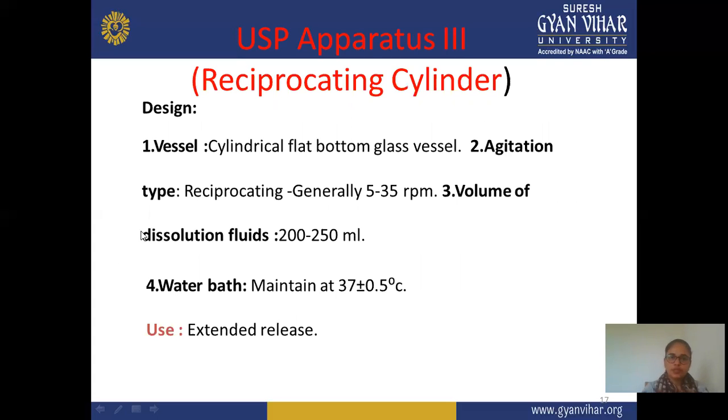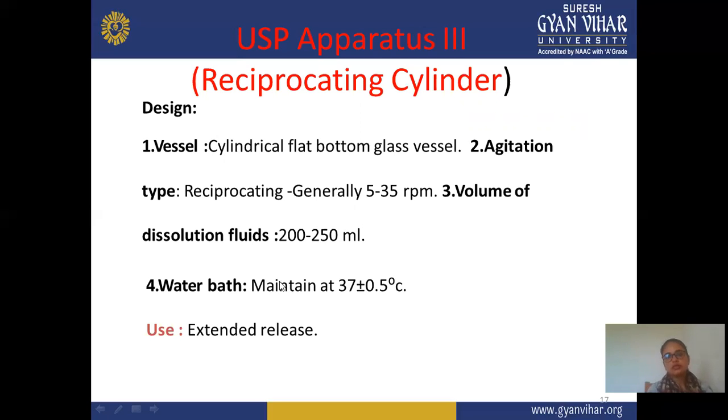In this design of type 3, the reciprocating cylinder, the vessel is a cylindrical flat bottom glass vessel. Means it's a cylindrical shape and the bottom is flat. The agitation type is reciprocating, generally 5 to 35 RPM, depending on the type of formulation. The volume of the dissolution fluid is 200 to 250 ml, which is very little. In type 1 and type 2, you require at least 1000 ml or 1 liter, but in type 3 you require only 200 to 250 ml for this dissolution test.